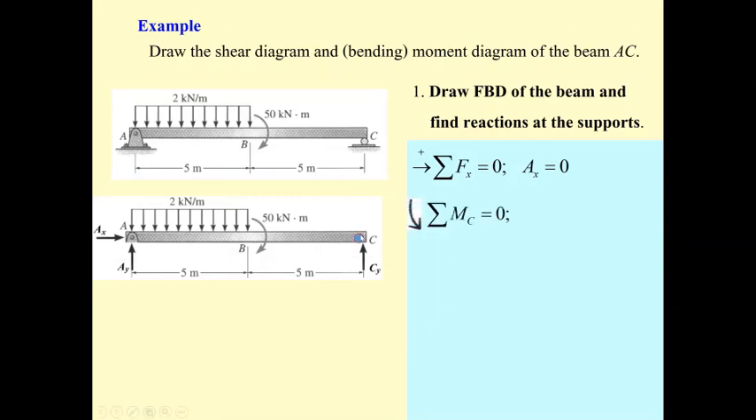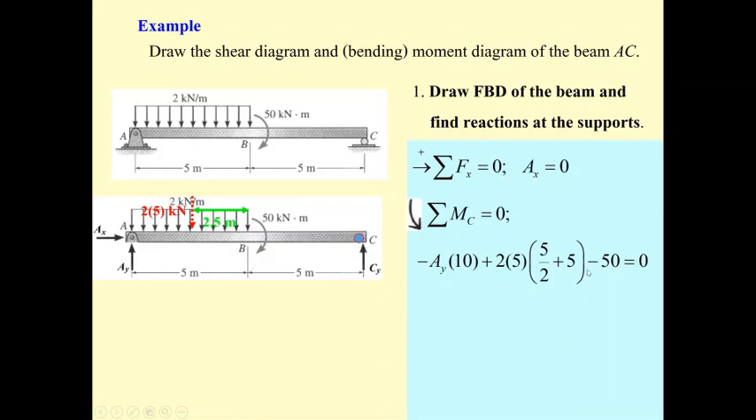And if we take moment at C, the A sub y is going to rotate clockwise, and we set counterclockwise as positive. So A sub y times 10 is going to be negative. The force 2 kilonewton per meter is going to have the resultant here. The magnitude of it is 2 kilonewton per meter times 5 meters, which is 10 kilonewton. The resultant acts at the centroid of the area, which is 2.5 meters apart. The moment due to this resultant force will rotate counterclockwise, so it is positive: 2 times 10 times the distance, over here is 2.5 and then plus 5. And the 50 kilonewton meter rotates clockwise, so it is negative.